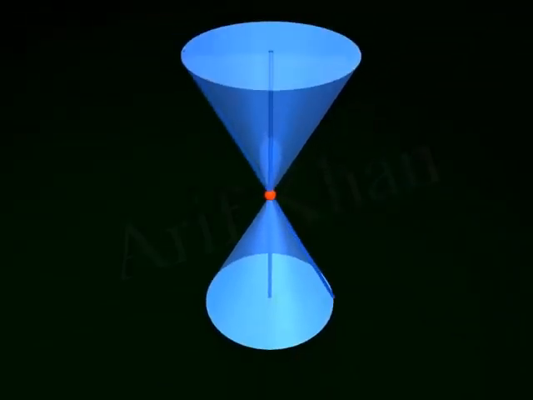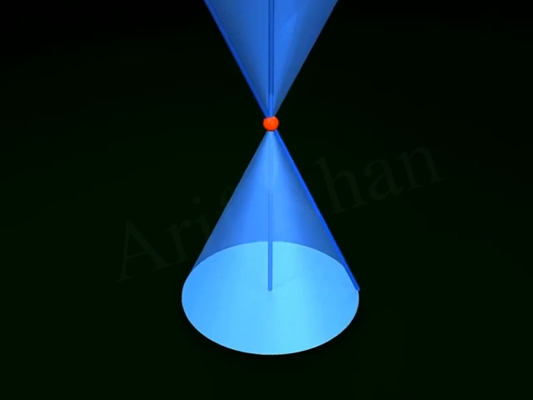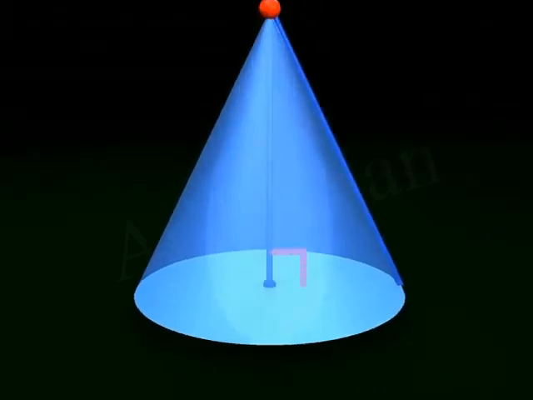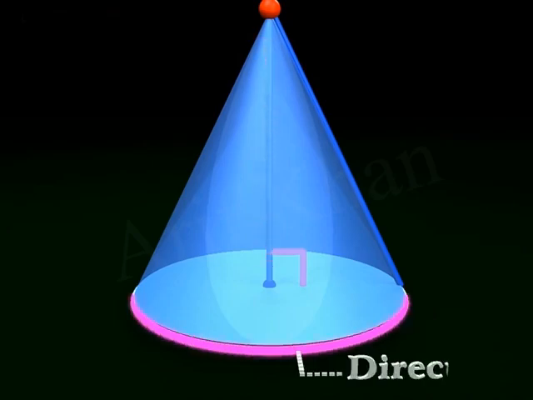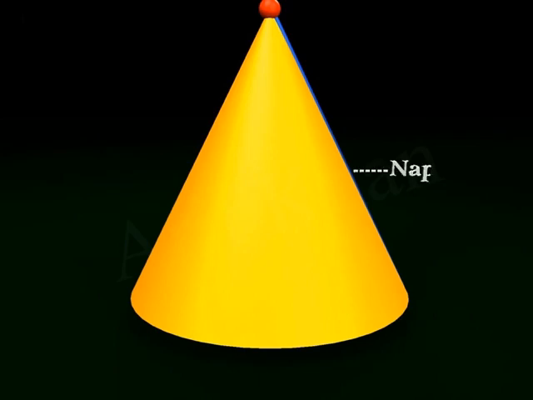The line that rotates about the vertex is called the generator, and the line that remains fixed is called the axis. A right circular cone has a circular base, and its axis is always the perpendicular line from the center of the base to the vertex. The perimeter of the base is called the directrix. The lateral surface of a right circular cone is called a nappe.